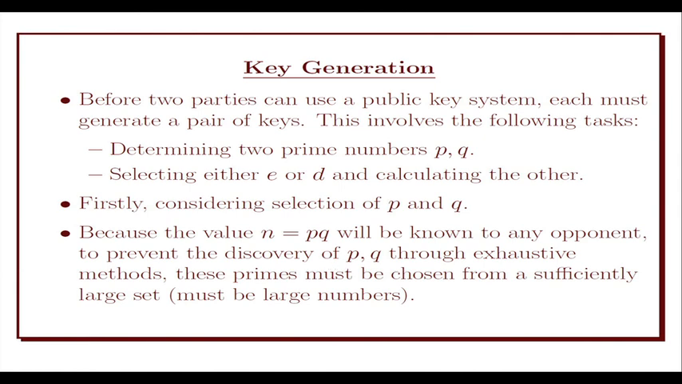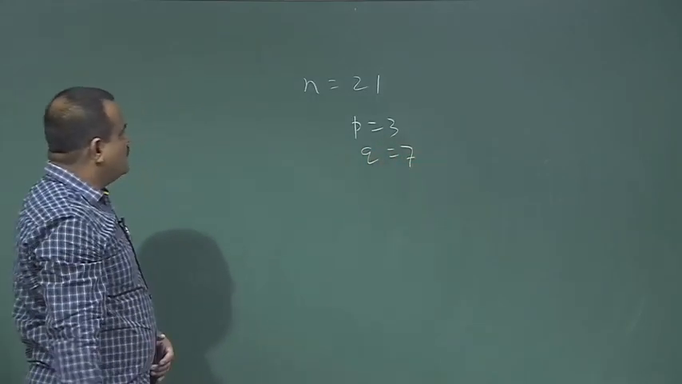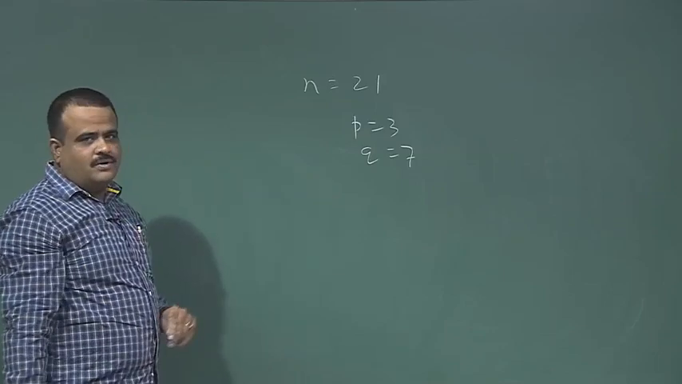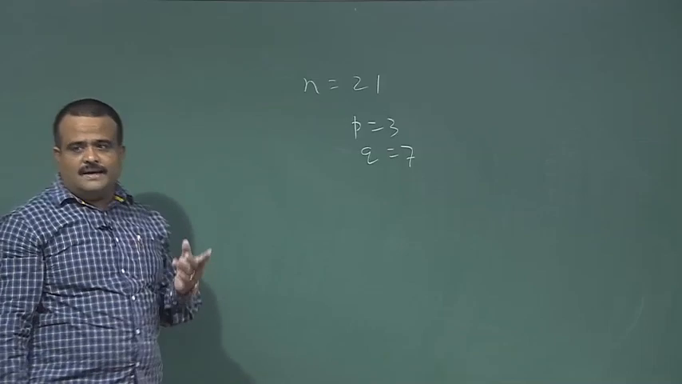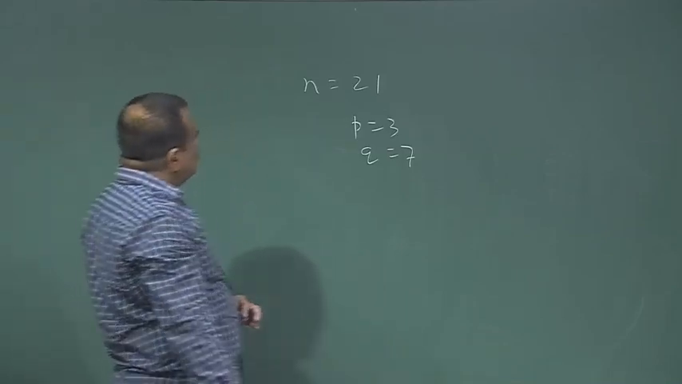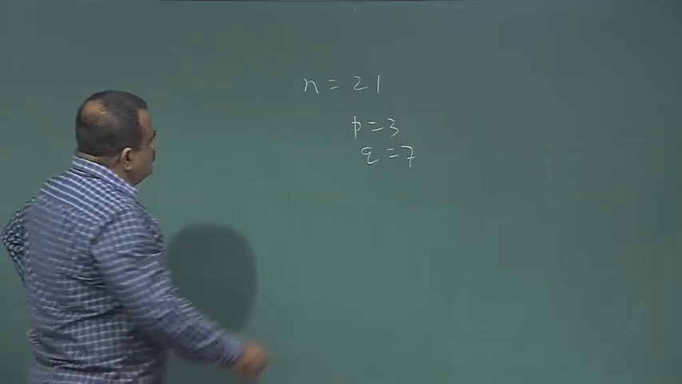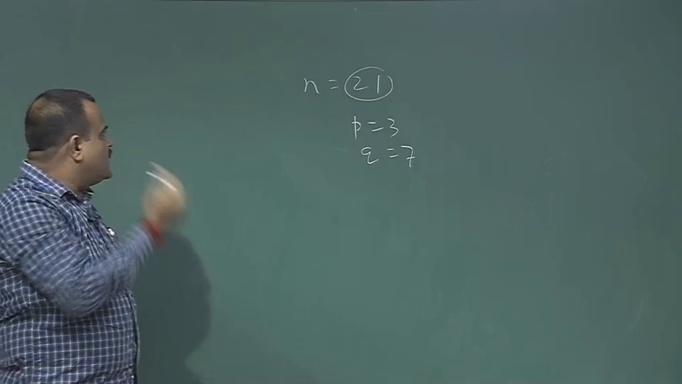So, if you choose, say, n is 21, then one can easily guess that p is equal to 3, q is equal to 7. Then it is not secure, because once we know p and q, then we know phi(n), and since e is known, one can guess d. That is why we cannot take n to be such a low number. You have to choose n to be a large number.